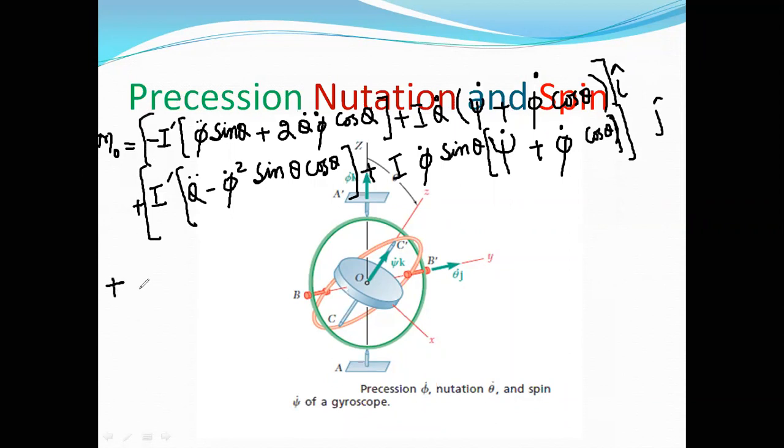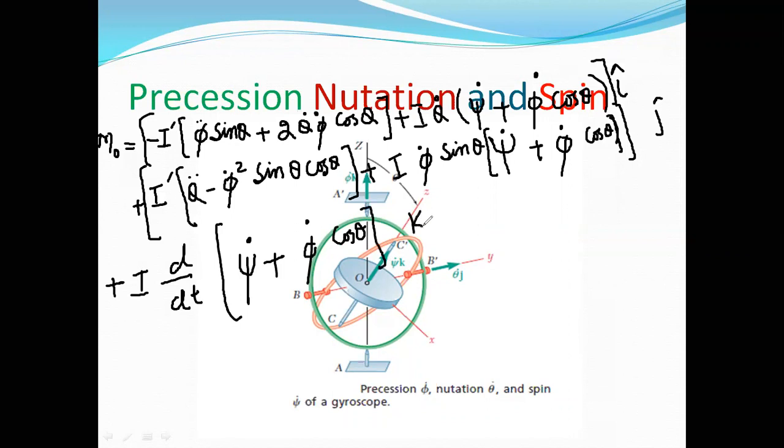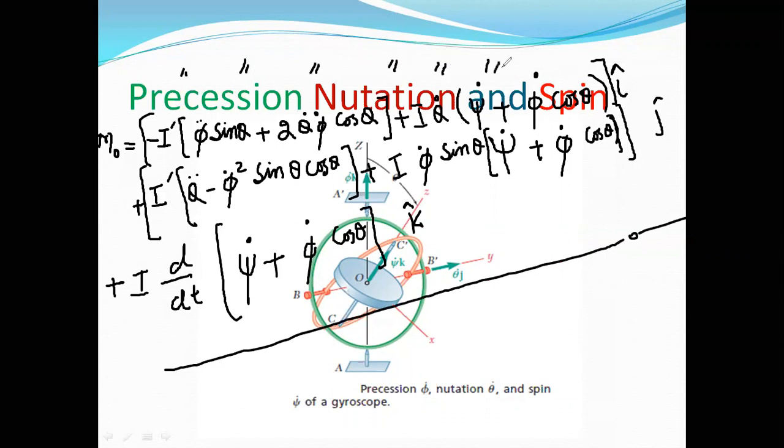Plus the last term is I d by dt of phi dot plus psi dot cos theta. This is along k cap. This is the final expression of the moments that you will obtain once you take the cross product. So I'm requesting students to take the cross product themselves because it's saving me a little bit of time.